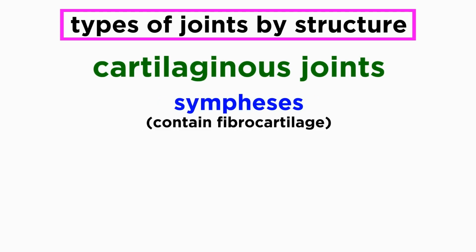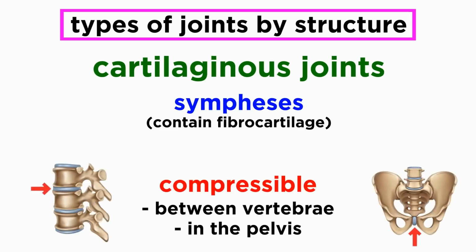The other type of cartilaginous joints are symphyses, and these are made of fibrocartilage. This is compressible, so these joints are meant to be shock absorbers. We can find these in between vertebrae and in the pelvis.